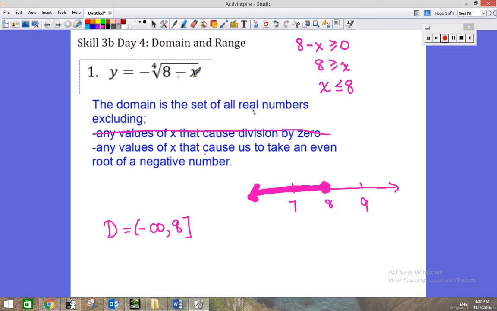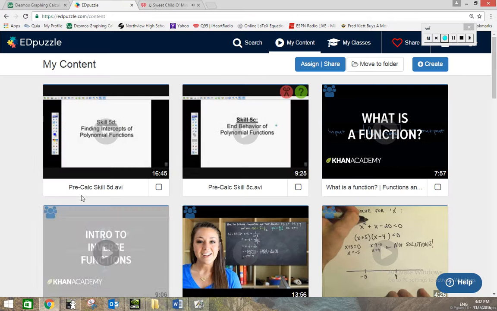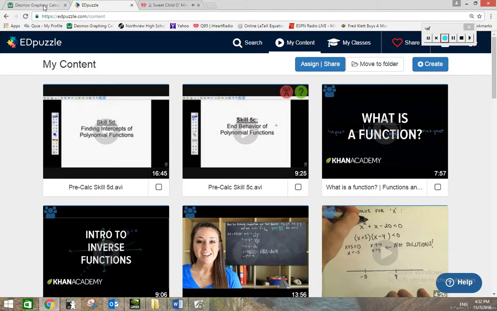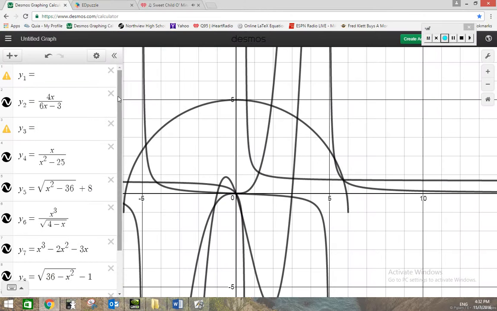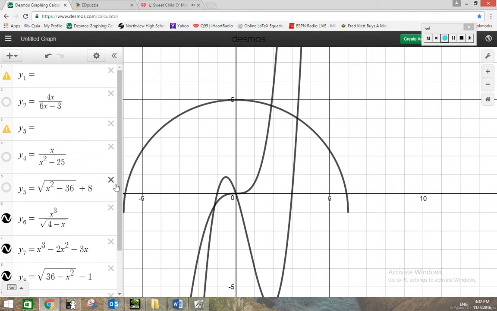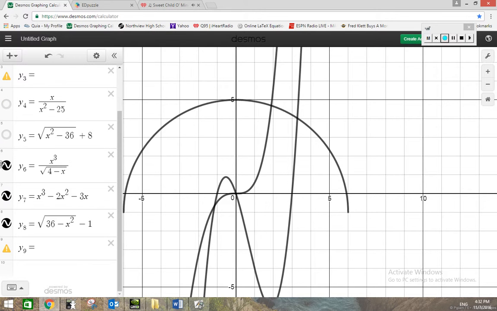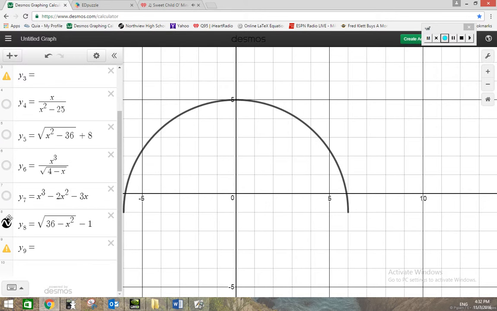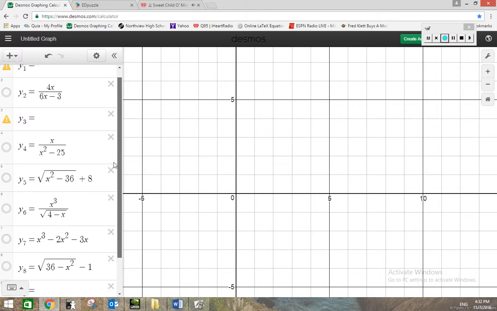Now, I need to go and look at the graph of this to determine the range. So let me show you how to do that on the Desmos graphing calculator. I've keyed in some of these problems before, but the ones that I thought you might have difficulty entering, I thought I'd show you.